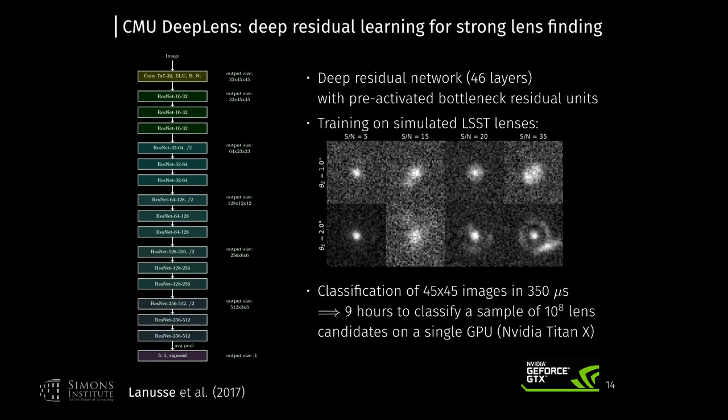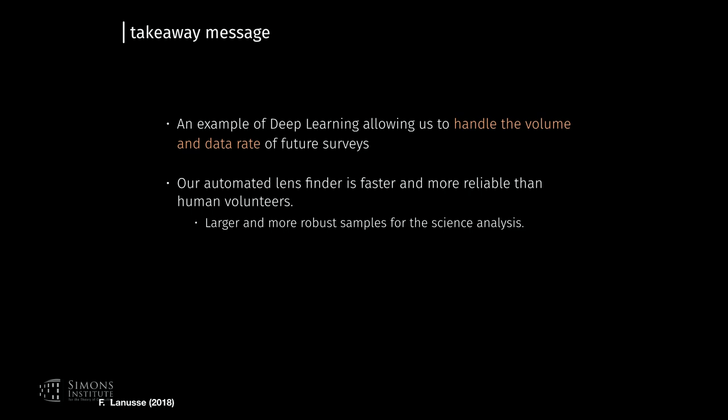And so deep learning will let us handle the volume and data rate of these future surveys and definitely feed into the real-time decision-making capability. And just as another example of computers being the right way to do astronomy now, this automated lens finder is faster and more reliable than human volunteers that were asked to make the same decisions on the same data set.